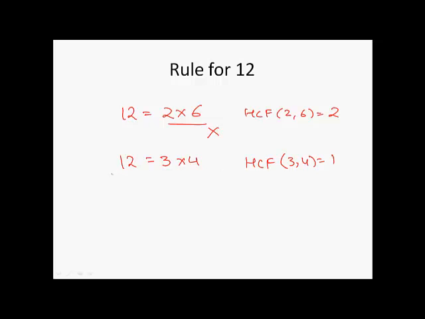So the best way to check whether a number is divisible by 12 or not is first to apply the divisibility rule of 3 and the divisibility rule of 4. If both the rules are satisfied, then and only then the number is divisible by 12.